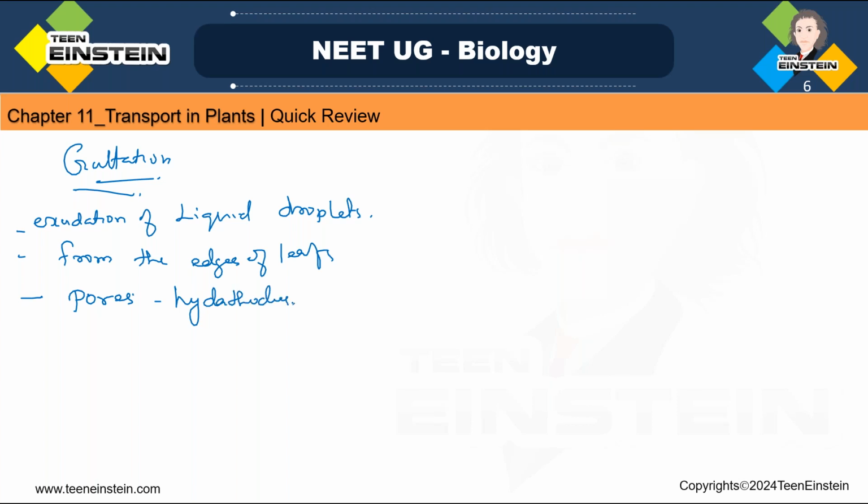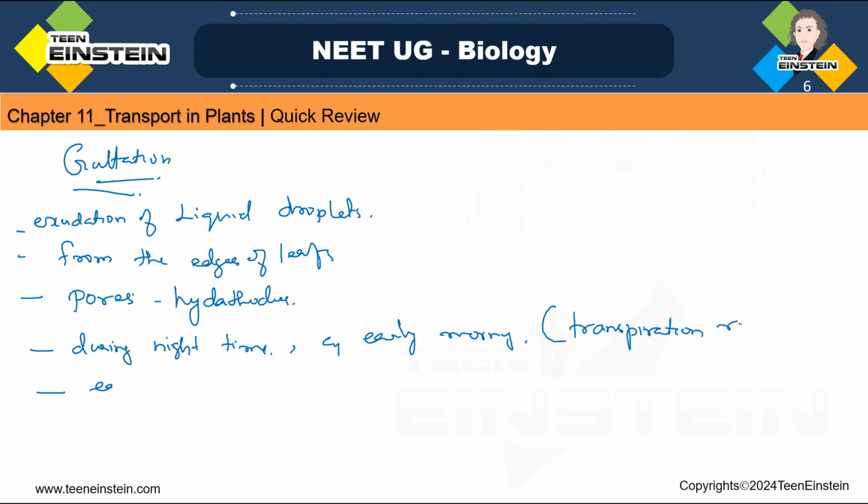Okay, and this mainly occurs during night time. During night time it is seen, and early morning, when the transpiration rate is very low. Night time and early morning. Okay, so at that time transpiration rate will be very low, right? Transpiration rate is low at that time. Okay, so that is called guttation.